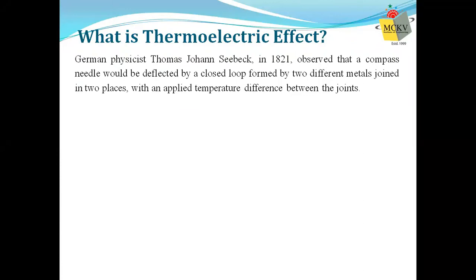Thermoelectric effect was first observed by a German physicist, Thomas Johann Seebeck, in 1821, and he observed that a compass needle deflected when a closed loop was formed by two different metals joined at two places. So it's a closed loop. And when a temperature difference was applied between the two junctions, what Seebeck saw was that a magnetic needle or a compass deflected, thereby showing that there was current in the circuit.